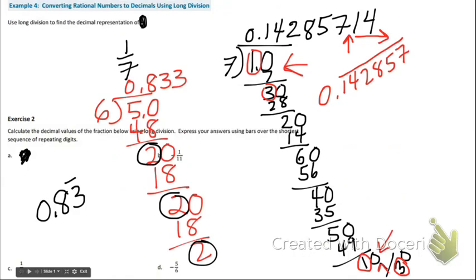But this one is interesting because now it's 0.83. Now the line goes over the 3 only because it is the digit that repeats. The 8 does not repeat, so it would not be correct to put the bar over the 8.3, because that would mean that my decimal was looking like this. And that may indeed be the case with some fraction, but not with this one. So be very, very careful when you're doing that, because it is just the 3 that's repeating. Alrighty.